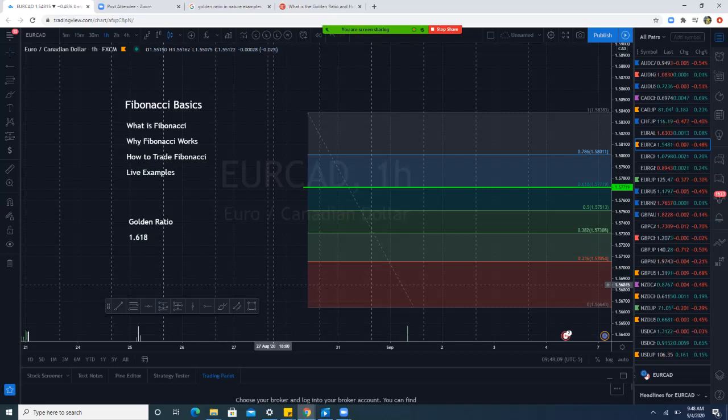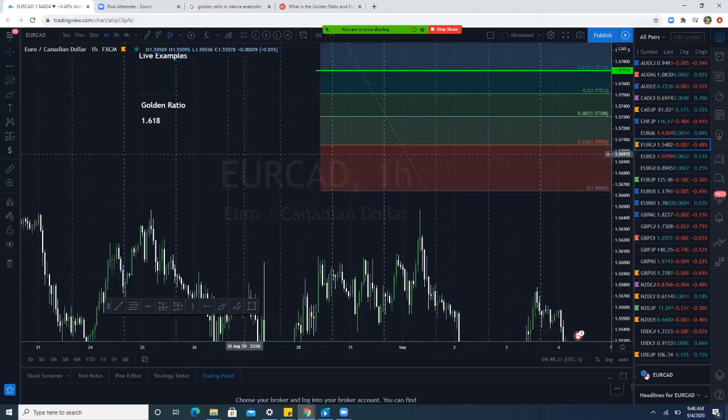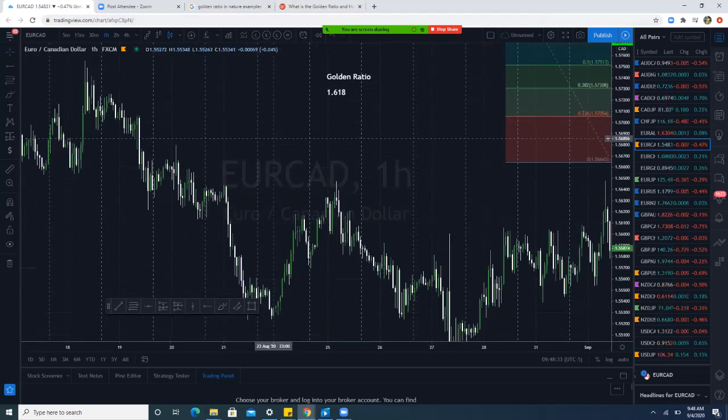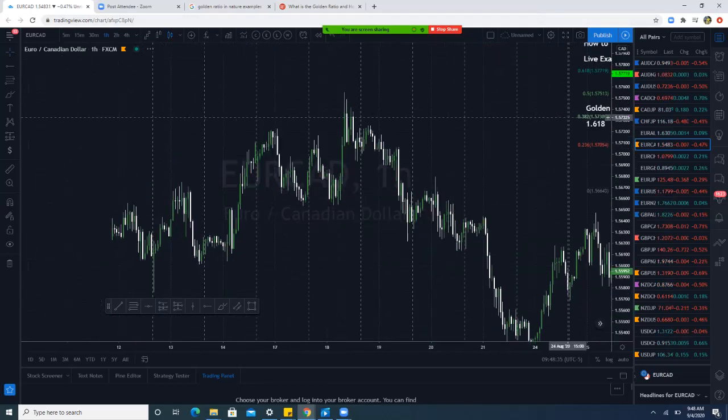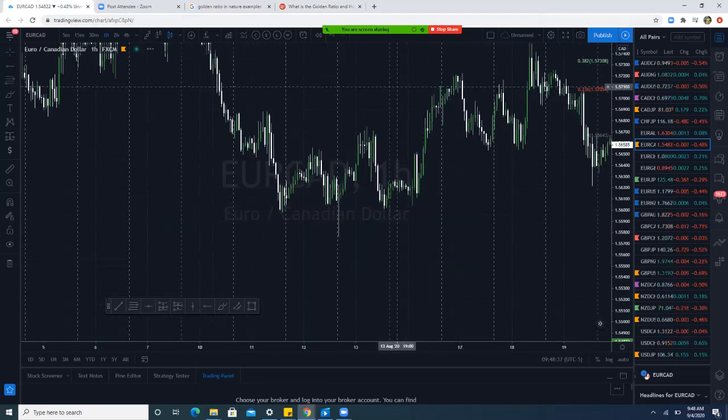That's the reason why I highlighted 61.8. I want you to always pay attention to that ratio when you're putting them on the charts. And that's basically what Fibonacci is and why it works. The Fibonacci is just that number sequence that everything lines up with. So how to trade Fibonacci? If we go to the charts right here, I'm just going to pick one at random.